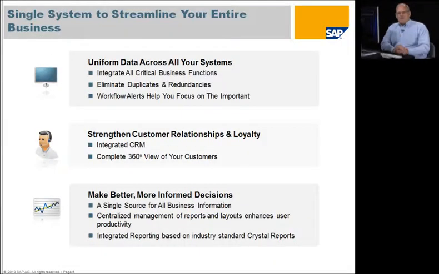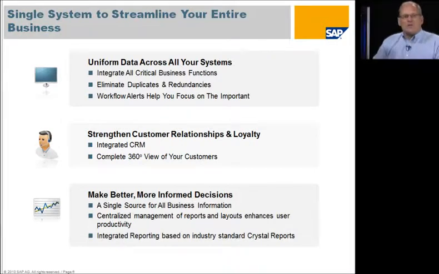So what is SAP Business One going to give you? Fundamentally, it's going to give you a single system that's going to streamline your entire business. It's going to give you uniform data across all of your systems. Why? Because no longer will you have one system for accounting, one system for customer relationship management, one system for manufacturing, and so on. You're going to have one application that integrates all those critical business functions. It helps you to eliminate duplication and redundancy. And the workflows and alerts in the system will help you focus on the things that are important, so you can get away from that situation where you're babysitting the business.